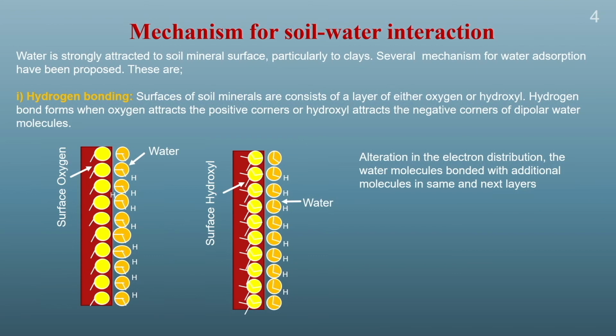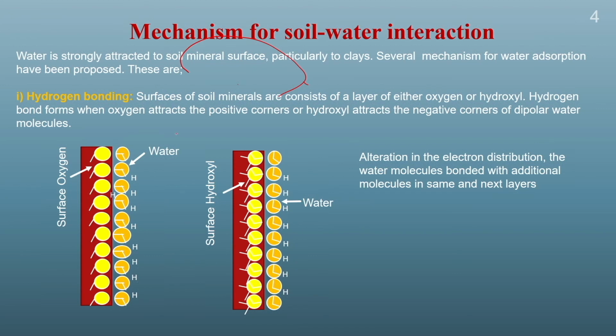The first mechanism is hydrogen bonding. Here we need to understand that the mechanism by which the water gets attracted depends on the mineral surface, that is the surface area. It also depends on the negative charge present in the clay particles, and on the types of cations present in the form of exchangeable cations. First we will look into hydrogen bonding. Due to this hydrogen bonding, a large amount of water gets attracted towards the clay surface.